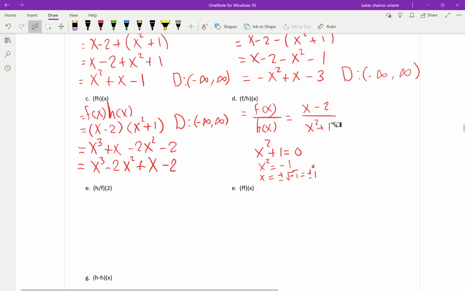Well, it turns out that there aren't any. X squared plus 1 never hits the x-axis. That's another way to think about it. This is a parabola that's been shifted up 1 unit. It never hits the x-axis, so there are no values of x for which the denominator will be 0. So then the domain of this function is just the intersection of the domains of the original ones. And well, the domains of the original ones were negative infinity to positive infinity. So the intersection is just negative infinity to positive infinity.